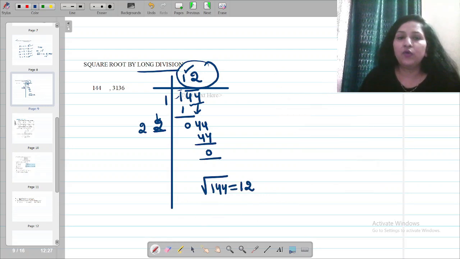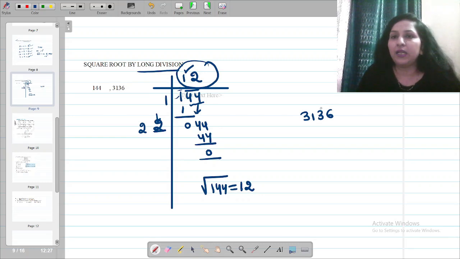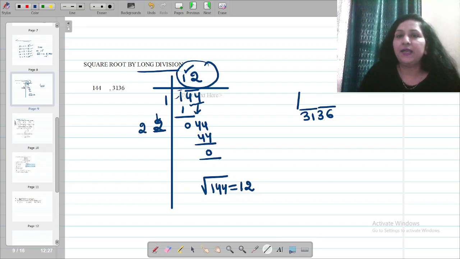I'm taking a 4-digit number here. It is 3136. Step number 1, making the pair of two numbers starting from the right hand side. 2 numbers here and 2 numbers here. Now make a division table like this.